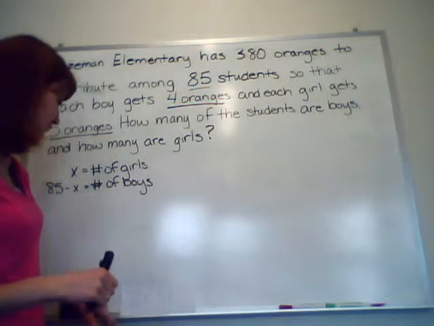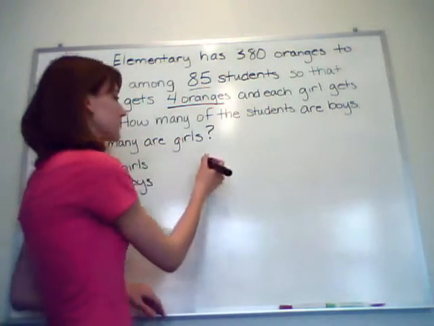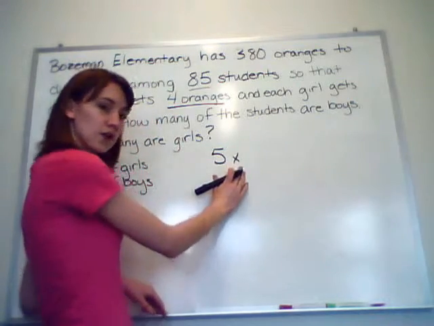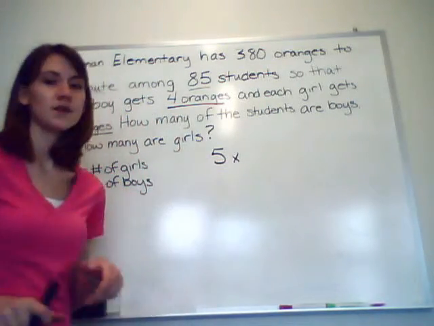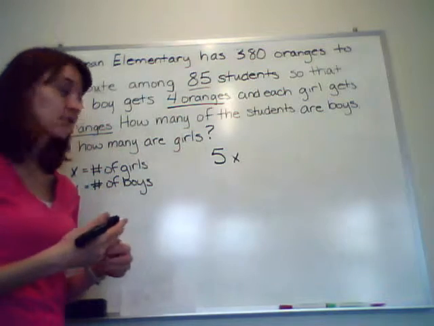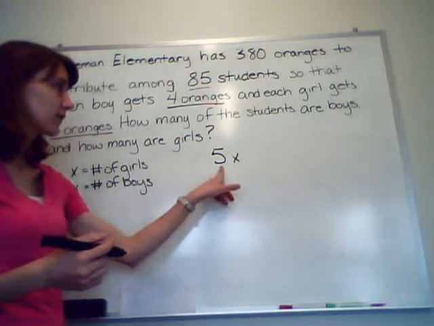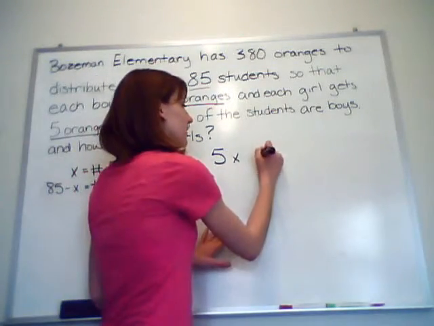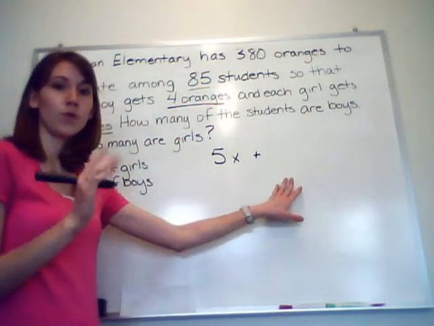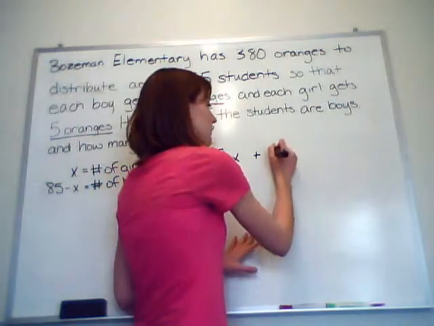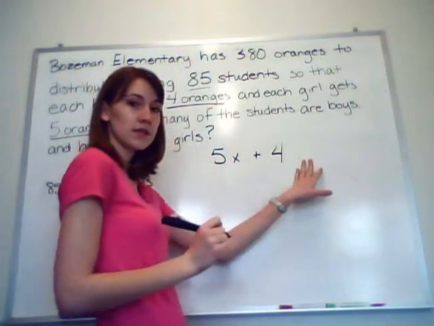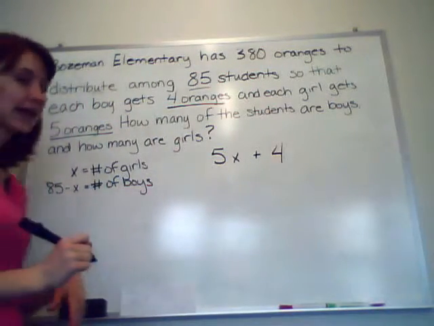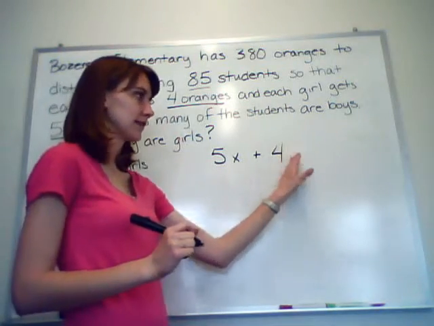So let's begin: we know that the girls get 5 oranges each. So if we do 5 times whatever the number of girls is, that should cover the number of oranges for our girls. So we have 5x, because each girl gets 5 oranges, and we need to add the 4 oranges that each boy is going to get. So we'll put 4, and then we already decided that our number of boys is represented as 85 minus x. So that's what we're going to put in this area here.